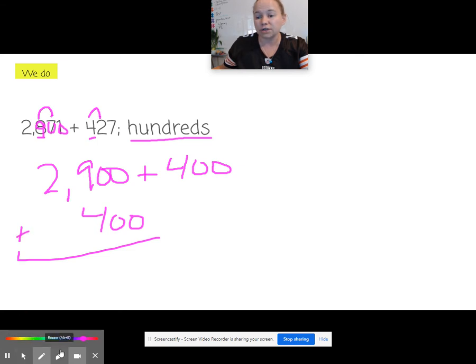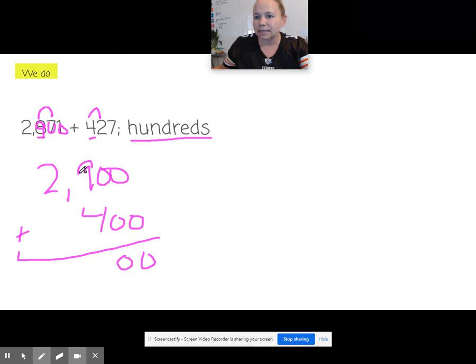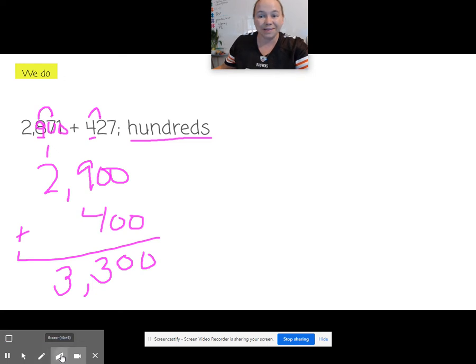Maybe you can do this in your head. Okay, so we wrote it up and down. We have zeros. Try to line these up maybe better than I did. 9 plus 4 is 13. It's really 900 plus 400 equals 1,300. 1 plus 2 is 3. 1, 2, 3, comma. Did you get it?